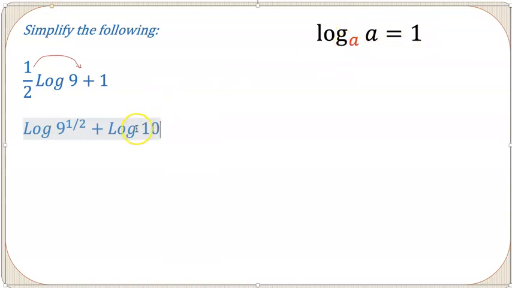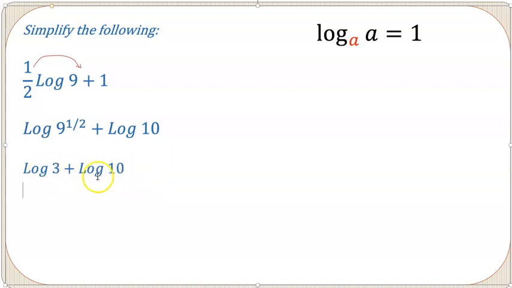Right? So log base 10 of 10 will always be 1. So we can replace 1 with log base 10 of 10. All right, so now we can continue. So we can see that 9 raised to the power half, which is the square root of 9, is just 3. Right, so we have log 3 plus log 10.